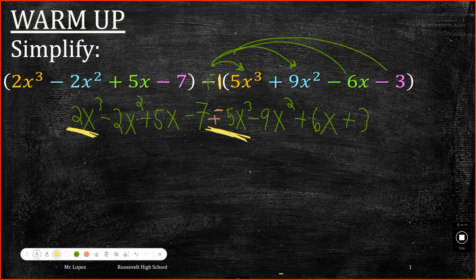Yeah, let's go. 2x cubed plus a negative 5x cubed. 2 plus a negative 5, that's negative 3x cubed. Let's keep going. There's only so much, and you guys need to put in the work. Negative 2x squared plus what? Is there another one over here? Let's go like this.